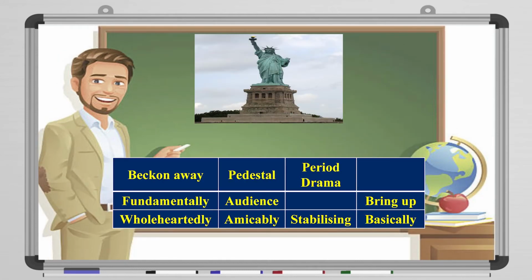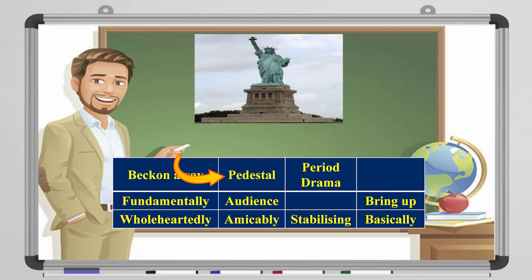Let's look at the next picture. The Statue of Liberty in the United States of America. I'll give you a hint. It is standing on something. It is placed on something. What is this called? What do you call this thing that you put a statue on?